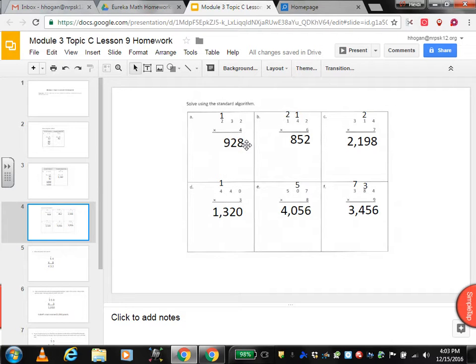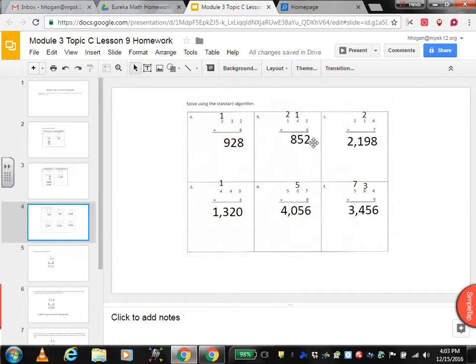Okay? So if we do the first one, 4 times 2 is 8. We don't need to regroup because we don't have a 10. 4 times 3 is 12. Well, we need to regroup 1, and we keep the 2. 4 times 2 is 8, and 1 is 9. 928.